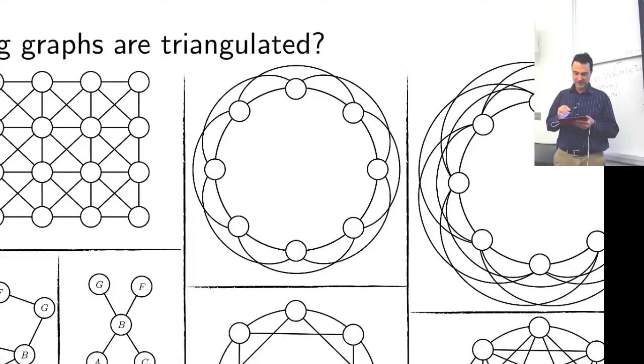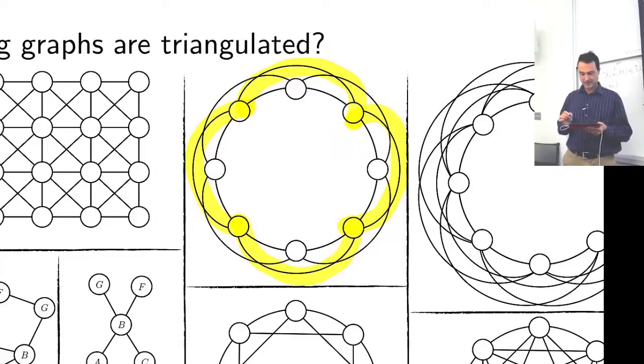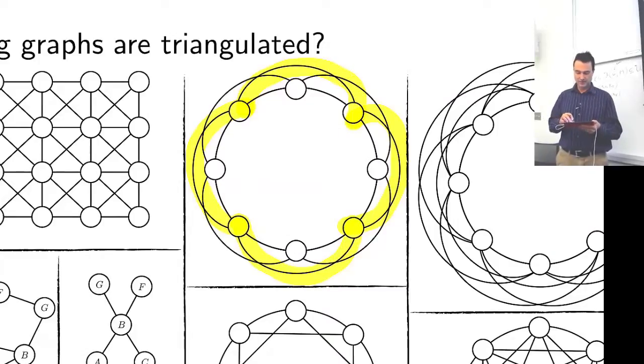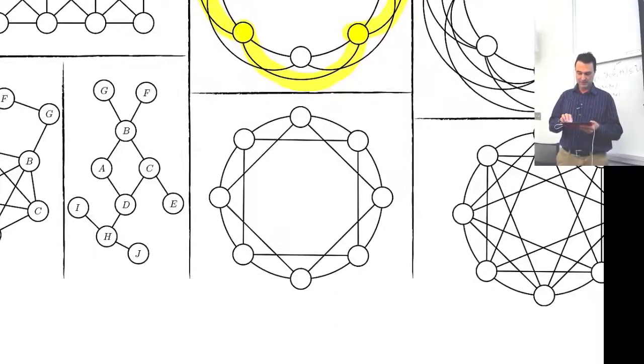Let's see if we can do this. If we take this, this, this, and this. Is that a cycle? Yes. Is there a chord? No. That's not triangulated.